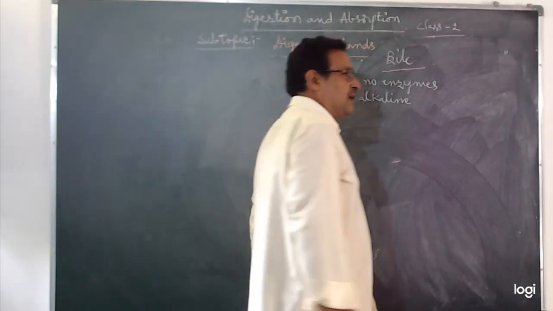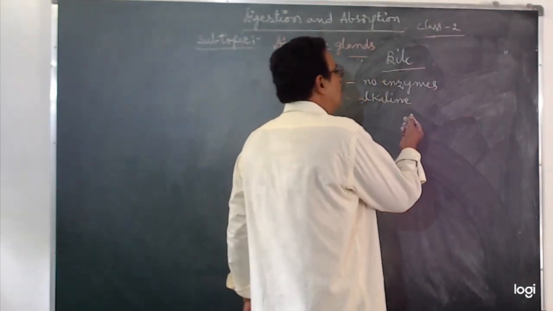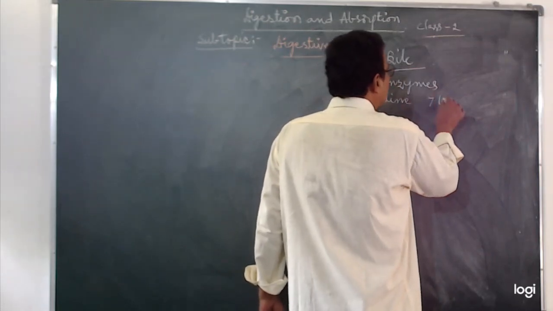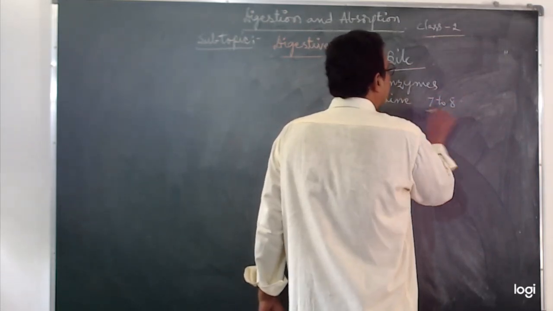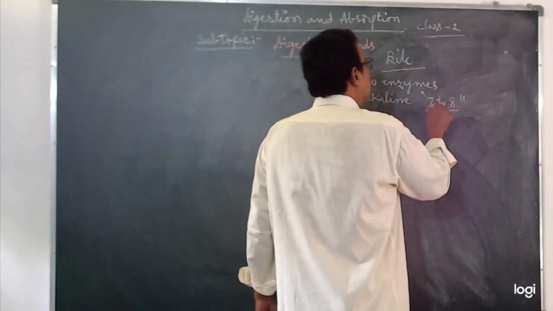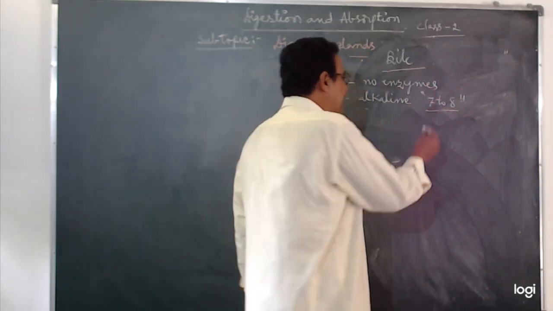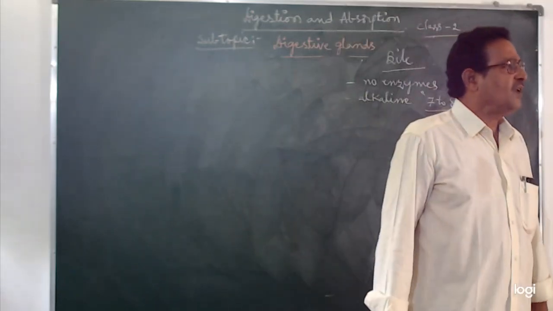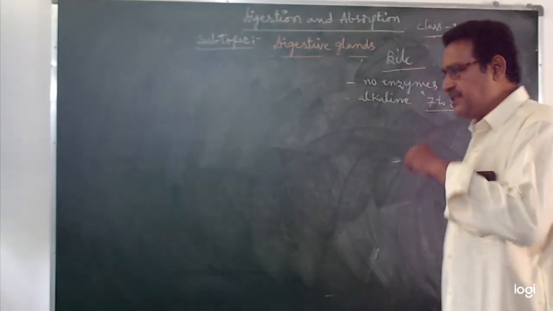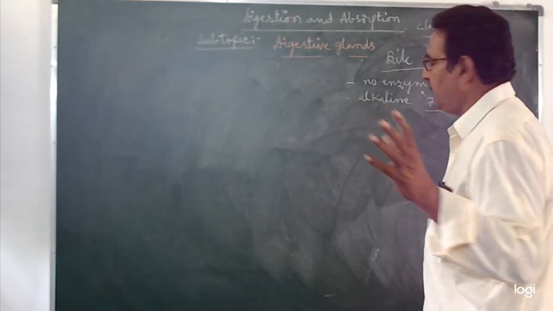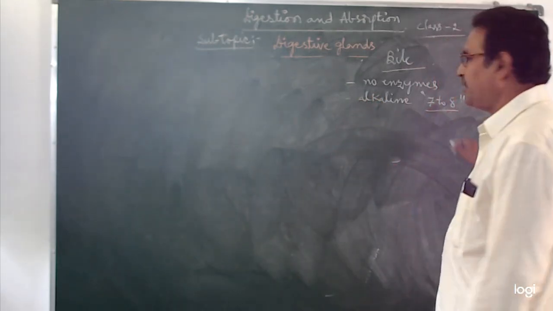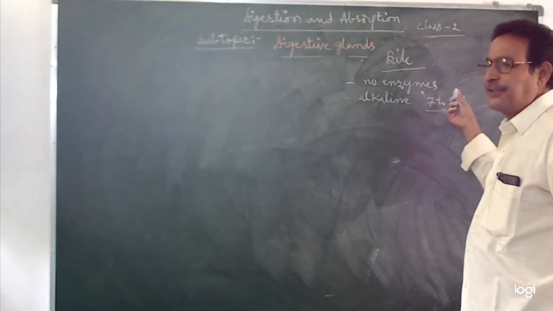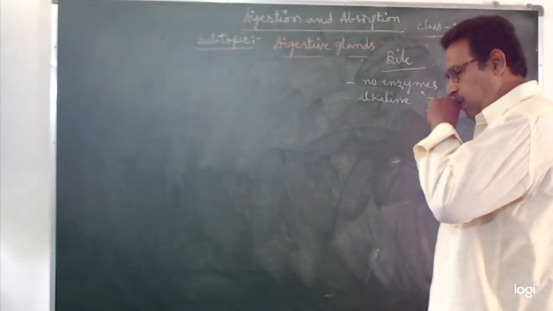The pH value of 7 to 8, more than 7. It is alkaline in its chemical nature with a pH value of more than 7, or 7 to 8. No enzymes.